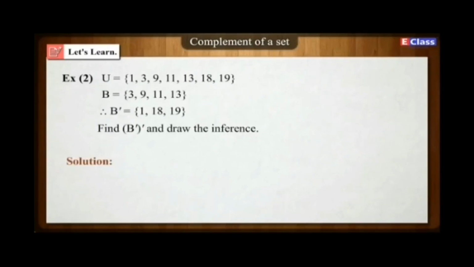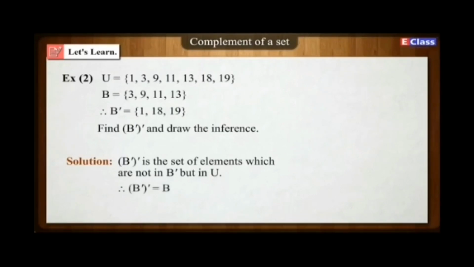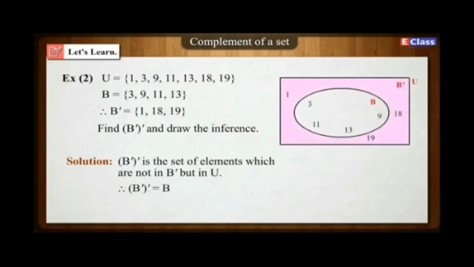Now if we have to find the complement of B complement, then you will see that it is the set of elements which are not in B complement but in U. Therefore, the complement of B complement will be B. So, the complement of a complement is the given set itself.